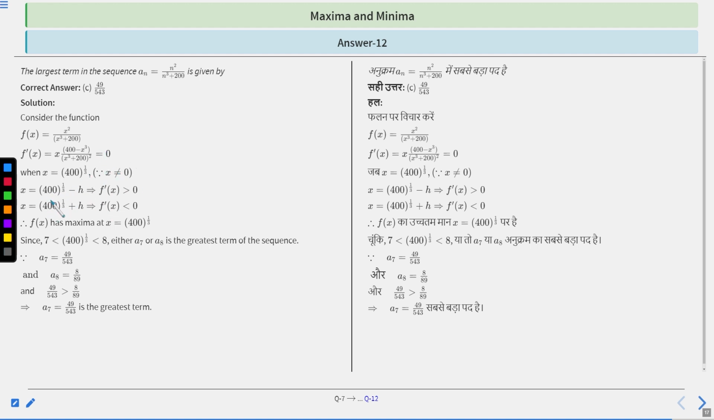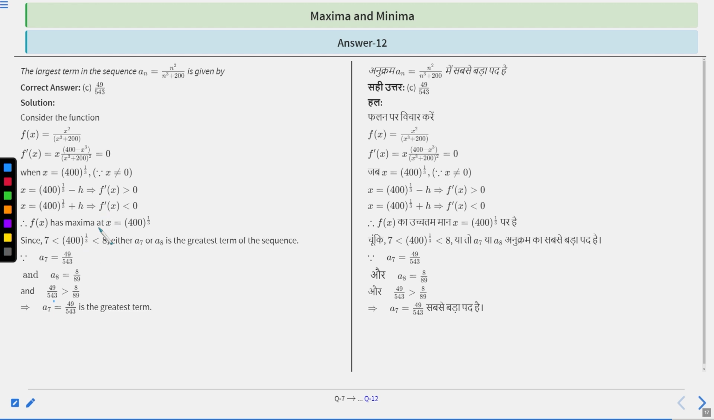So when x is equal to 400 to the power 1 by 3 minus h, that means f dash x is greater than 0, right? When x will be less than 400 to the power 1 by 3, f dash x will be greater than 0, right? And when x will be greater than 400 to the power 1 by 3, f dash x will be less than 0. Therefore, f(x) has maximum at x equal to 400 to the power 1 by 3, right?